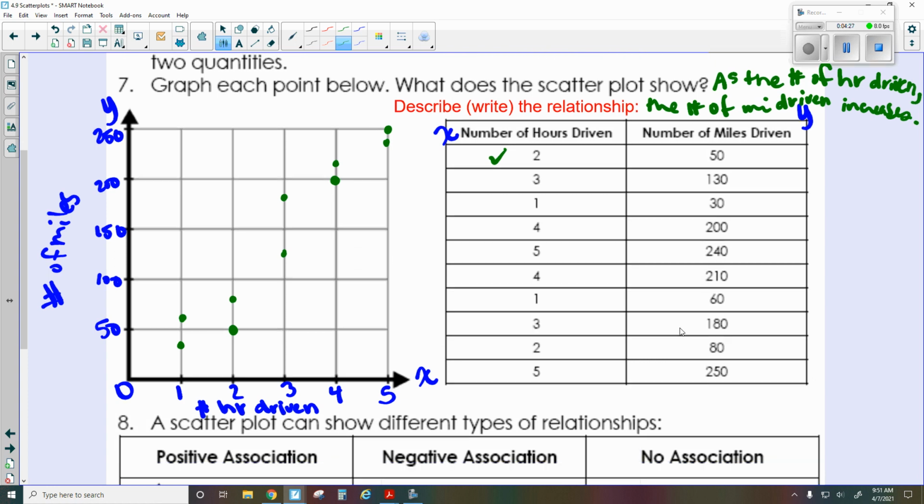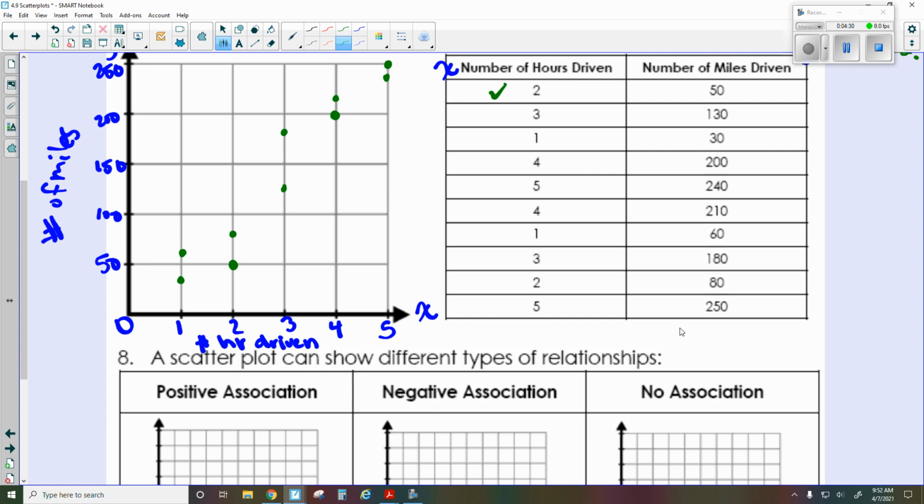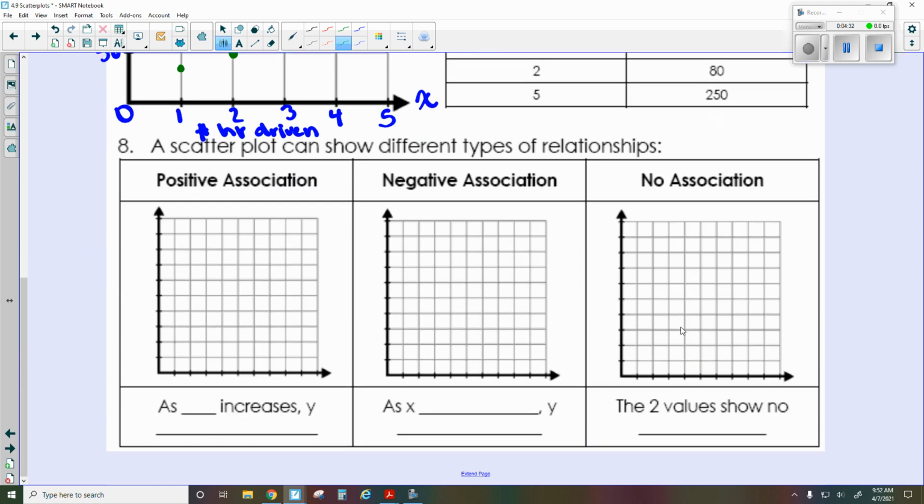All right, so let's look. A scatter plot can show different types of relationships. Okay, and so it can show a positive, negative, or no relationship. So it can be a positive association. Sometimes instead of association, it will say a positive correlation, negative association, or a negative correlation, or no association. That means there's no relationship between the two variables or no correlation. So those words are usually interchangeable.